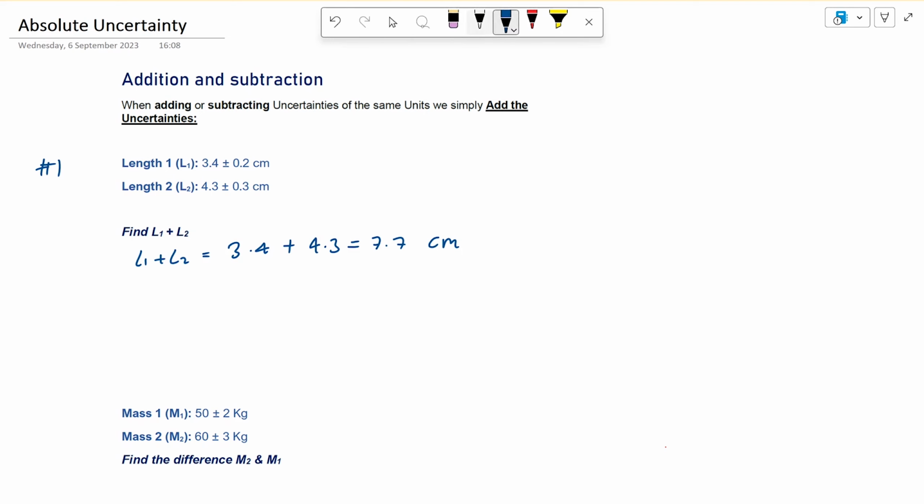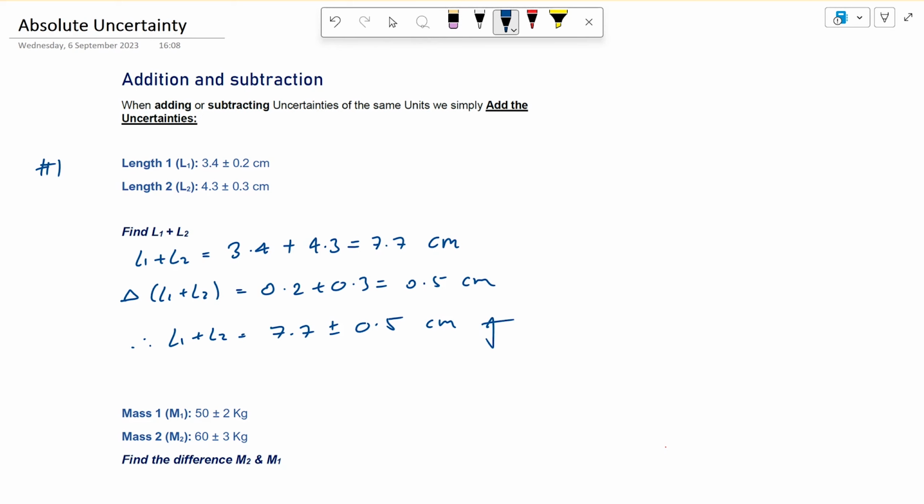Okay. Now our absolute uncertainty would be L1 plus L2 is 0.2 plus 0.3, which gives us 0.5 centimeter. Hence, therefore, our answer would be L1 plus L2 is equal to 7.7 plus minus 0.5 centimeter. That's your answer.